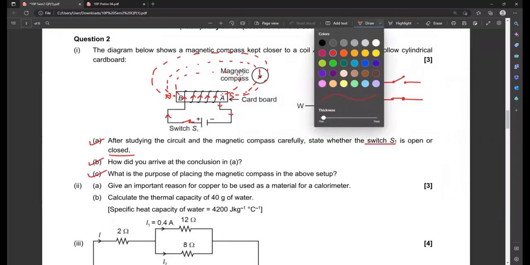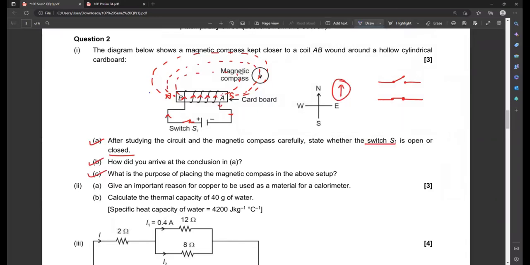Okay, now if the compass is placed on the other side, remember one thing: a tangent to the field lines gives the direction of the magnetic field. So if the compass is placed over here, the compass will point this way. Because north is formed on this side and south is formed on this side, that's the reason why the compass will be pointing this way.